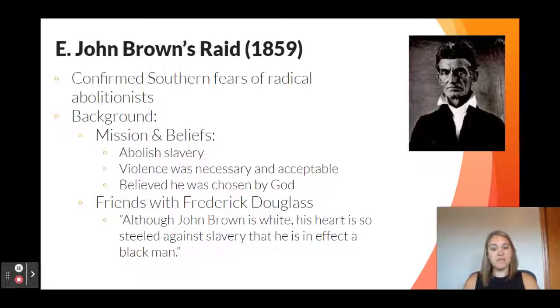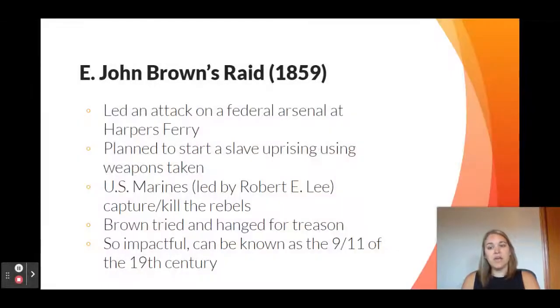John Brown is friends with Frederick Douglass, and here is an important quote. Although John Brown is white, his heart is so steeled against slavery that he is, in effect, a black man. So, a little bit of a controversial statement here, but I think you can tell, just based on the content here, how remarkable John Brown was and how respected he was by some of our other important leaders like Frederick Douglass. So what John Brown does is he leads an attack on a federal arsenal at Harper's Ferry.